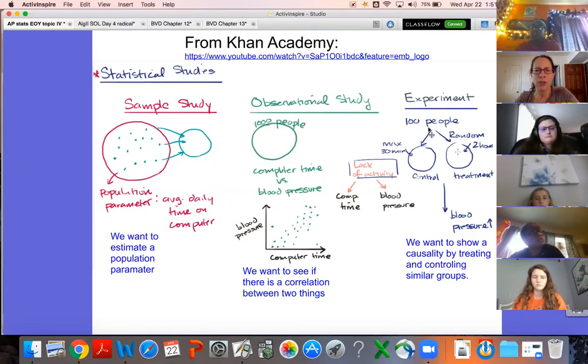For an experiment, you could say, let's take 100 people, break them into a control group and a treated group, and we randomize. Don't forget, it has to be randomized. And then if we can say, well, let's control how much computer time and how much blood pressure, then we can say there's causality because we controlled for one group while we treated the other. Actually, I did that backwards. We controlled for one group while we treated the other.